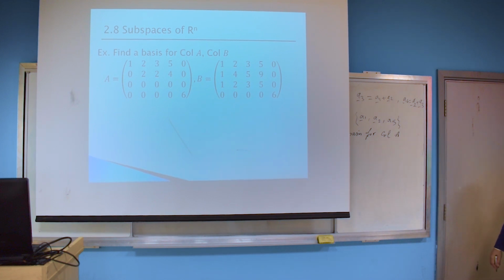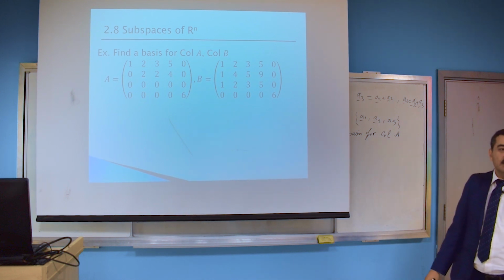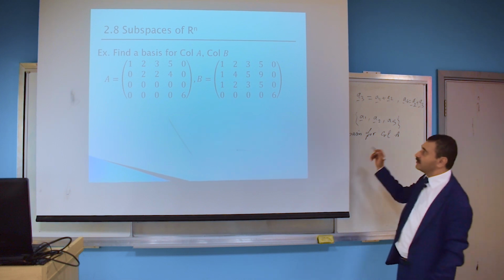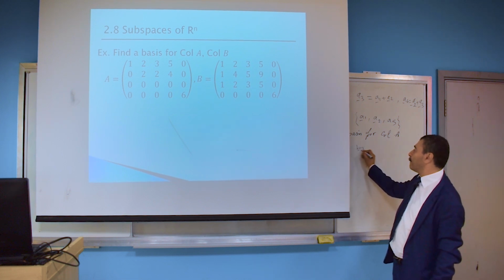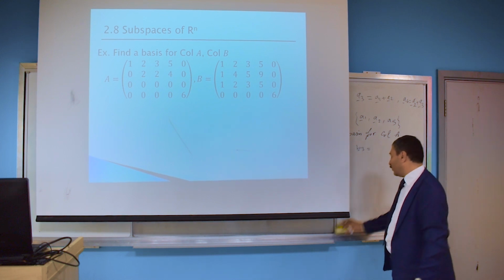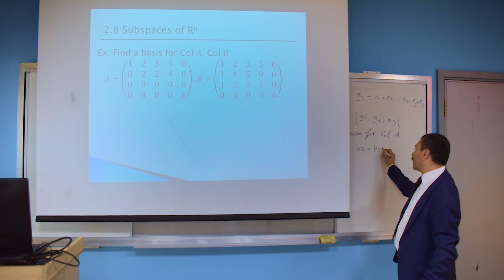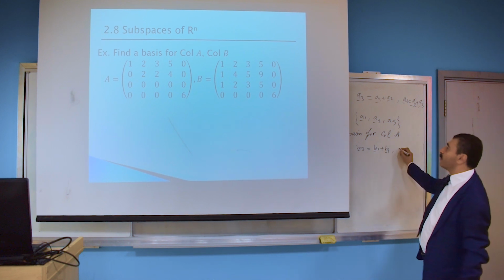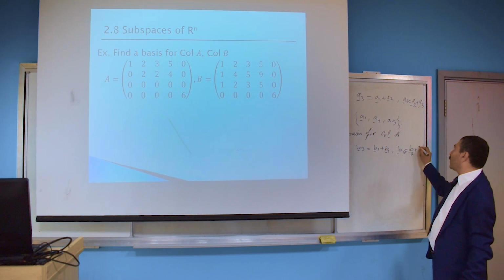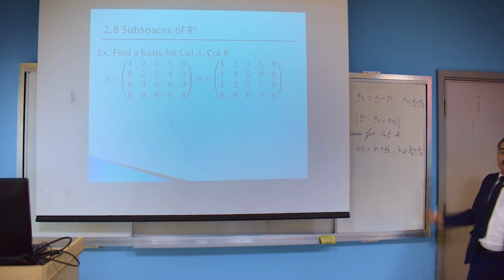Let's do the same for the matrix B. Do you have any relation again between the columns? The same: A1 plus A2 equals A3. Let's write it in B. So we'll have B3 equals B1 plus B2, and B4 equals the same relation, right?